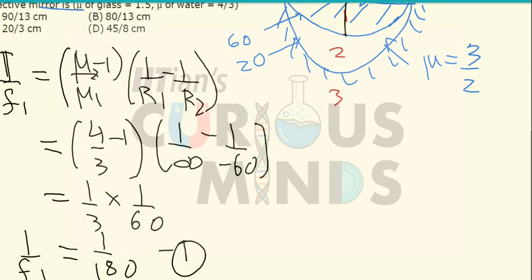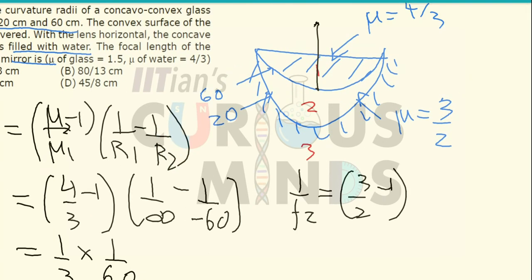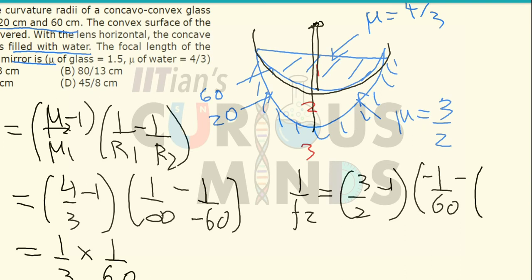Let us find the focal length of the glass lens. We will again use the same formula, 1 by f2 will be equal to mu minus 1, that is 3 by 2 minus 1, times 1 by r1. Again this surface is situated on the left hand side, so it will be negative 1 by 60, minus of minus 1 by r2. R2 is also situated on the left hand side, so it will be equal to negative 1 by 20.